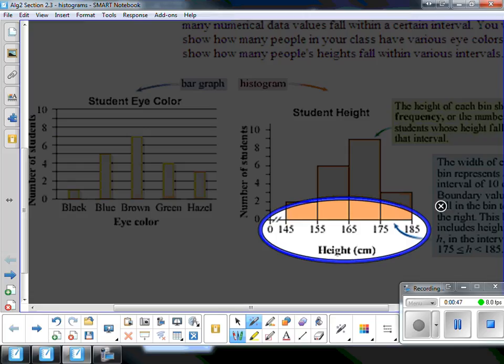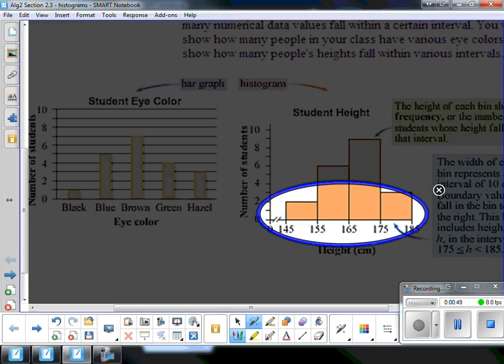So we have in this first bin the students that are between 145 and 155 centimeters tall. And then it just pours right into the next bin. Each bar is technically known as a bin, okay? In the next bin, we have the students who are 155 to 165.